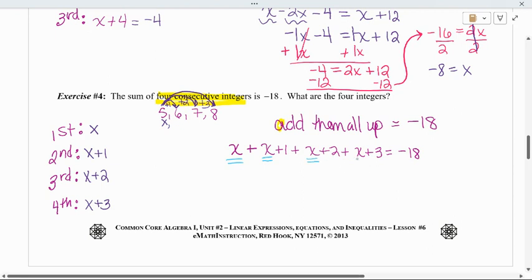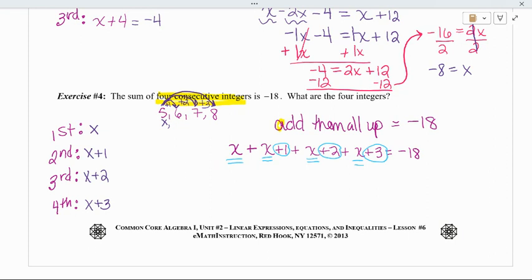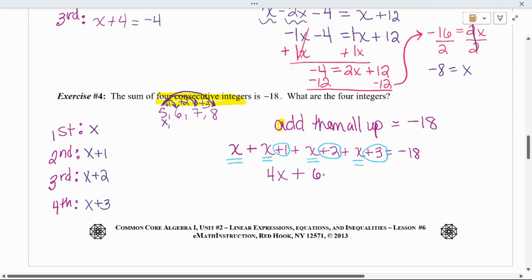So we've got some x's that we can combine, as well as some constants that we can combine. So when I group together all of my x's, Aiden, how many x's do I have? 4x. Plus, when I group together all of my constants, what do I get? What's 1 plus 2 plus 3? Daniel, 6 equals negative 18.